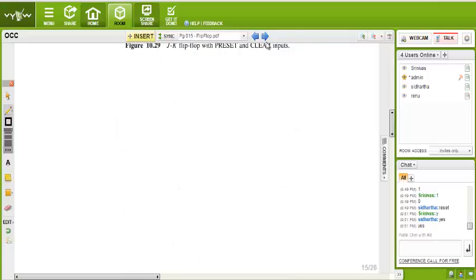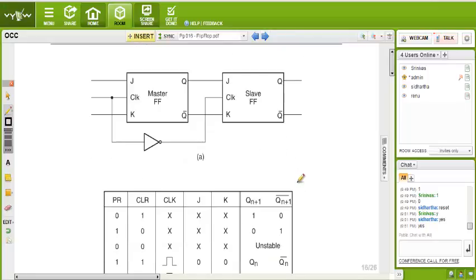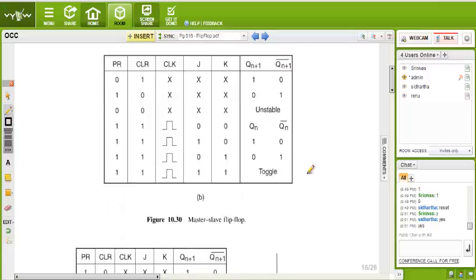Here lots of things are more. You may know, go for that. You go for this master slave JK flip flop.